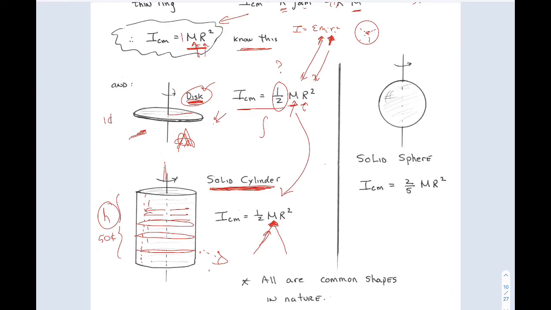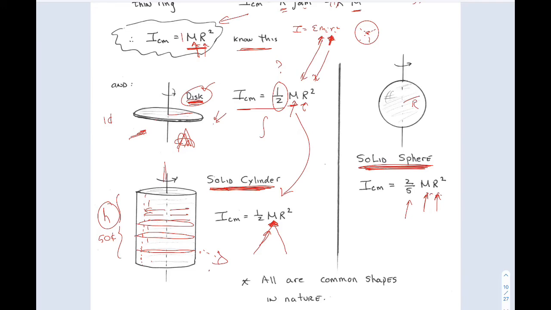Another common shape of nature that rotates is a solid sphere. Its moment of inertia has the same form: a mass times the length squared. What length is associated with something round? The radius, so mr squared. The 2/5 just comes out of the integration.